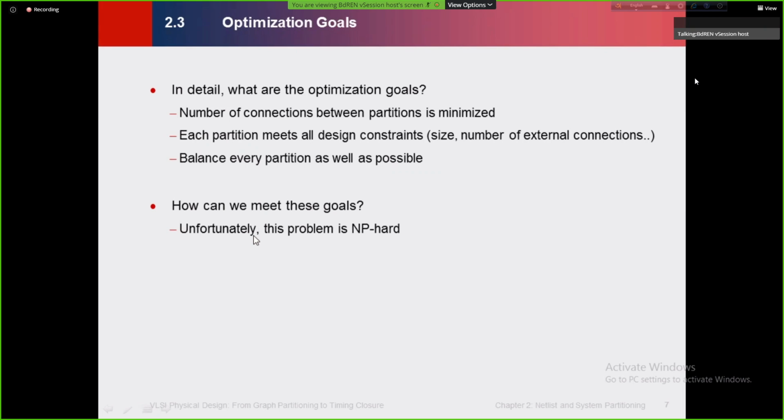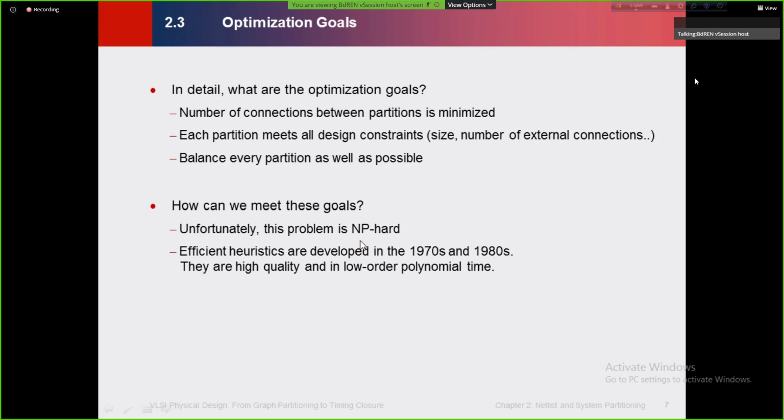How can I meet those goals? Unfortunately, this is called NP-hard. NP is an abbreviated form, actually meaning non-solvable problem. NP-hard means it cannot be solved 100%, but it can be minimized. And it says heuristic. Heuristic means repetition. It will be repeated again and again, just like a loop.